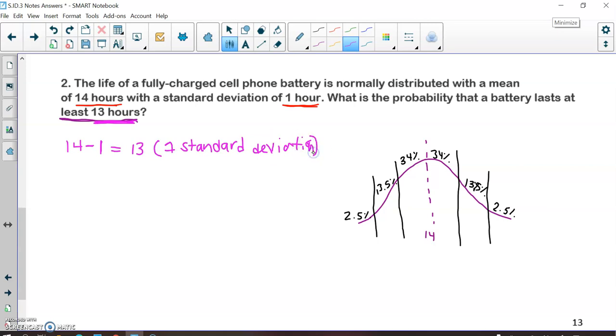If I want at least 13 hours, which is 1 standard deviation below the mean, so that's this chunk that I'm highlighting, then I also want, because the words at least mean it can be greater than 13, all the intervals that are greater than 13 as well. So if I do 34 plus 34 plus 13.5 plus 2.5, I wind up with 84%.